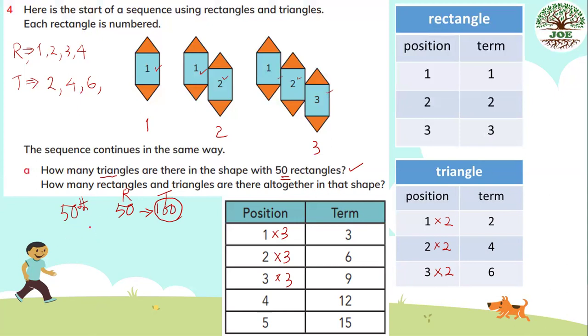Altogether in this shape means the 50th term. So in the 50th term, the position is 50 and we multiply by 3. So 50 times 3 is 150. It means that there are 50 rectangles and 100 triangles. Altogether, 150 is our 50th term. Okay.